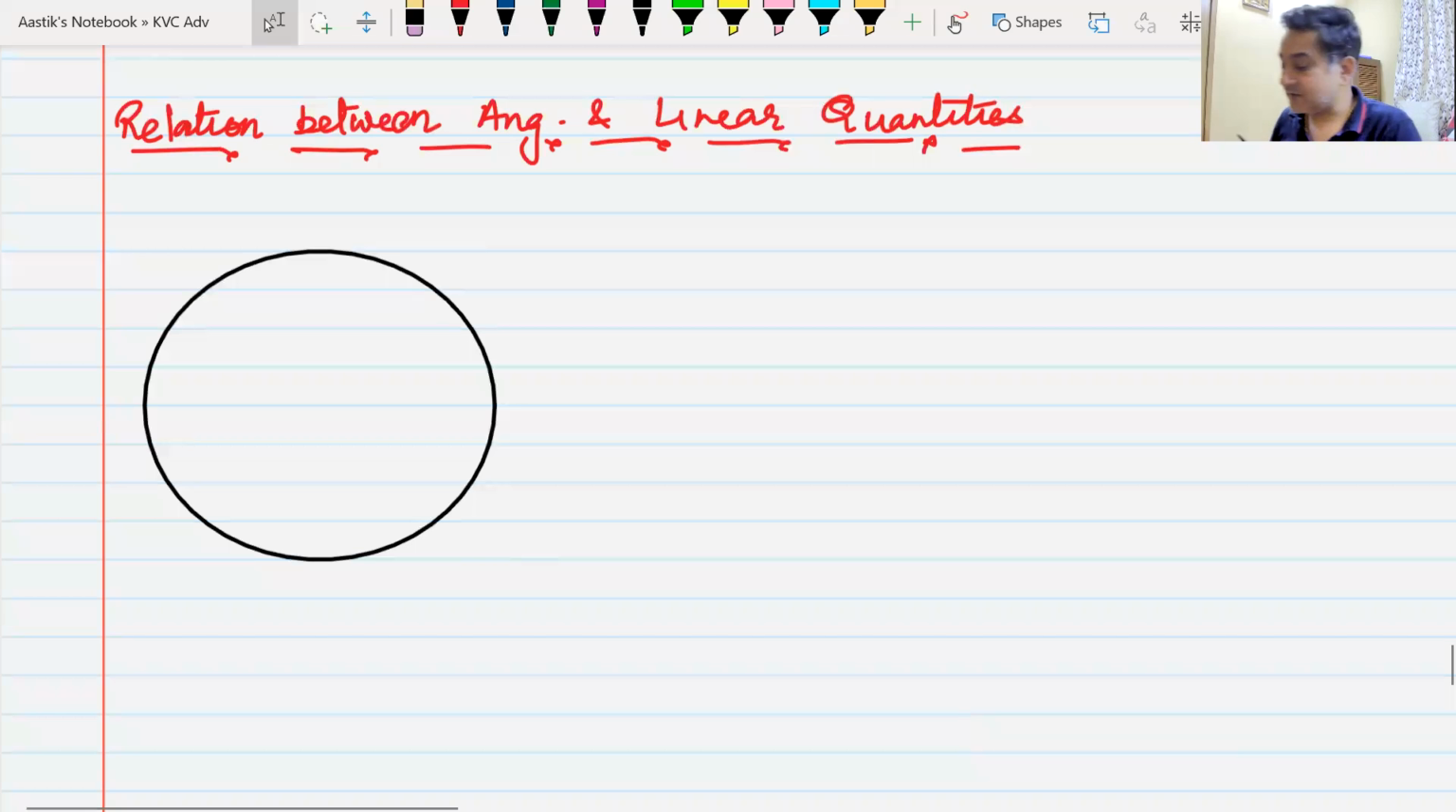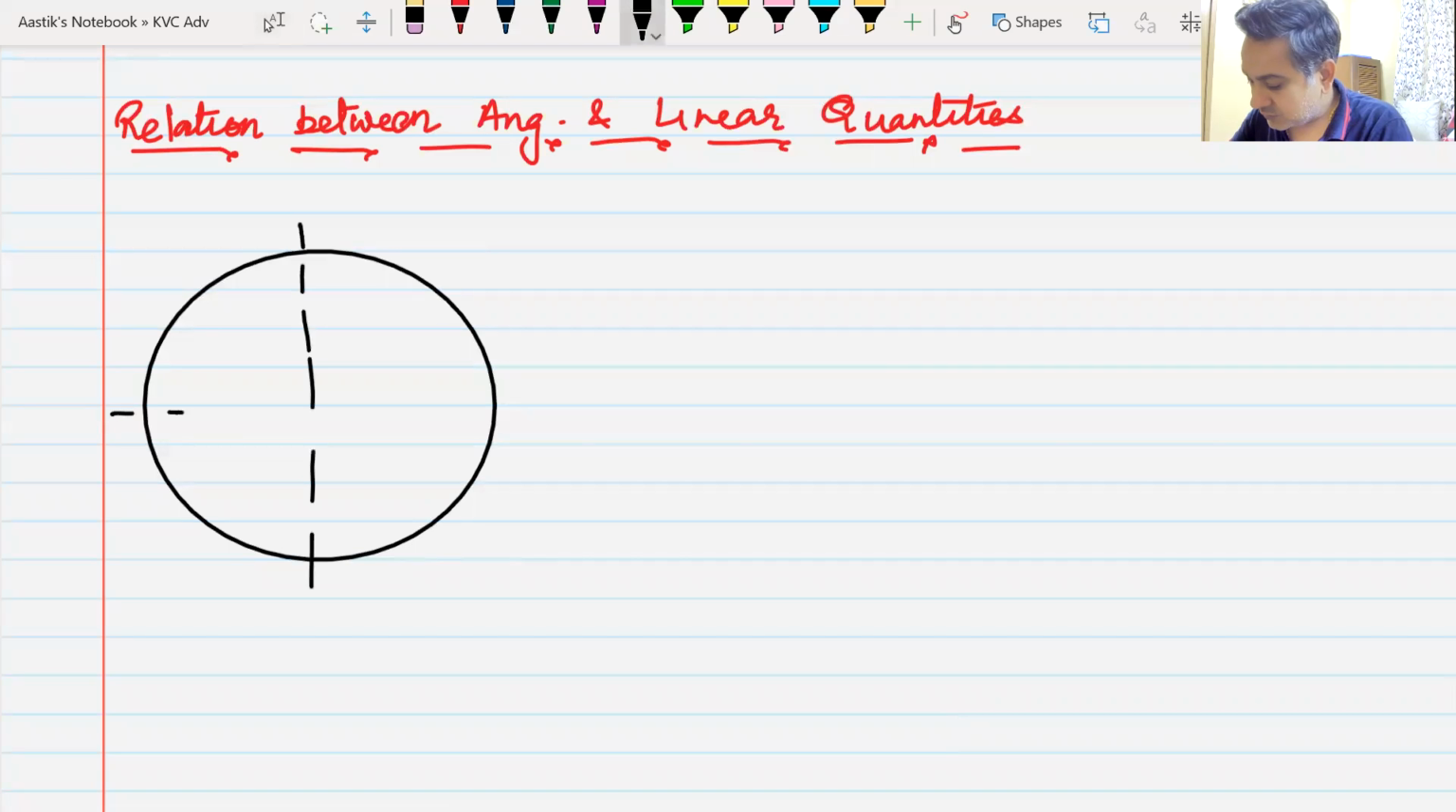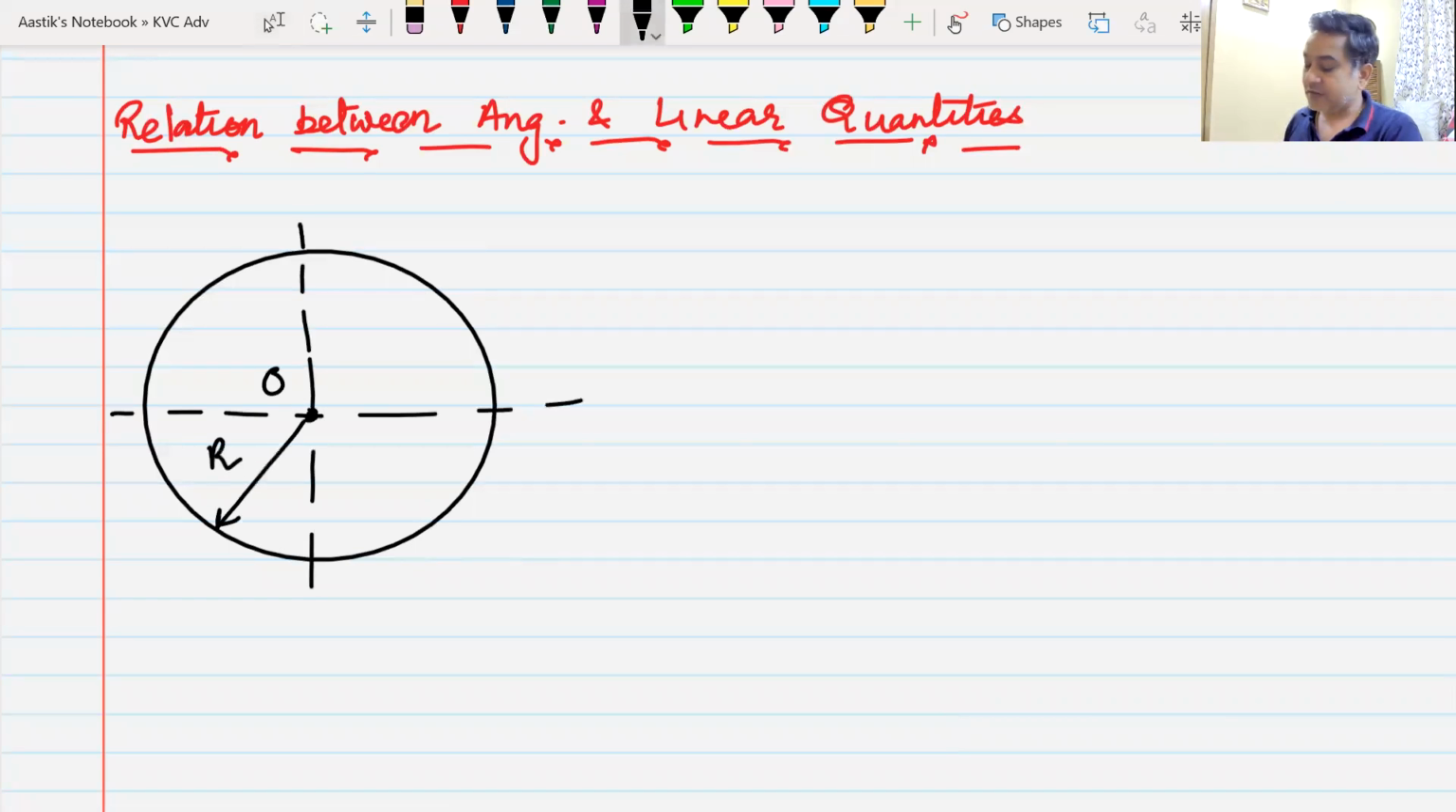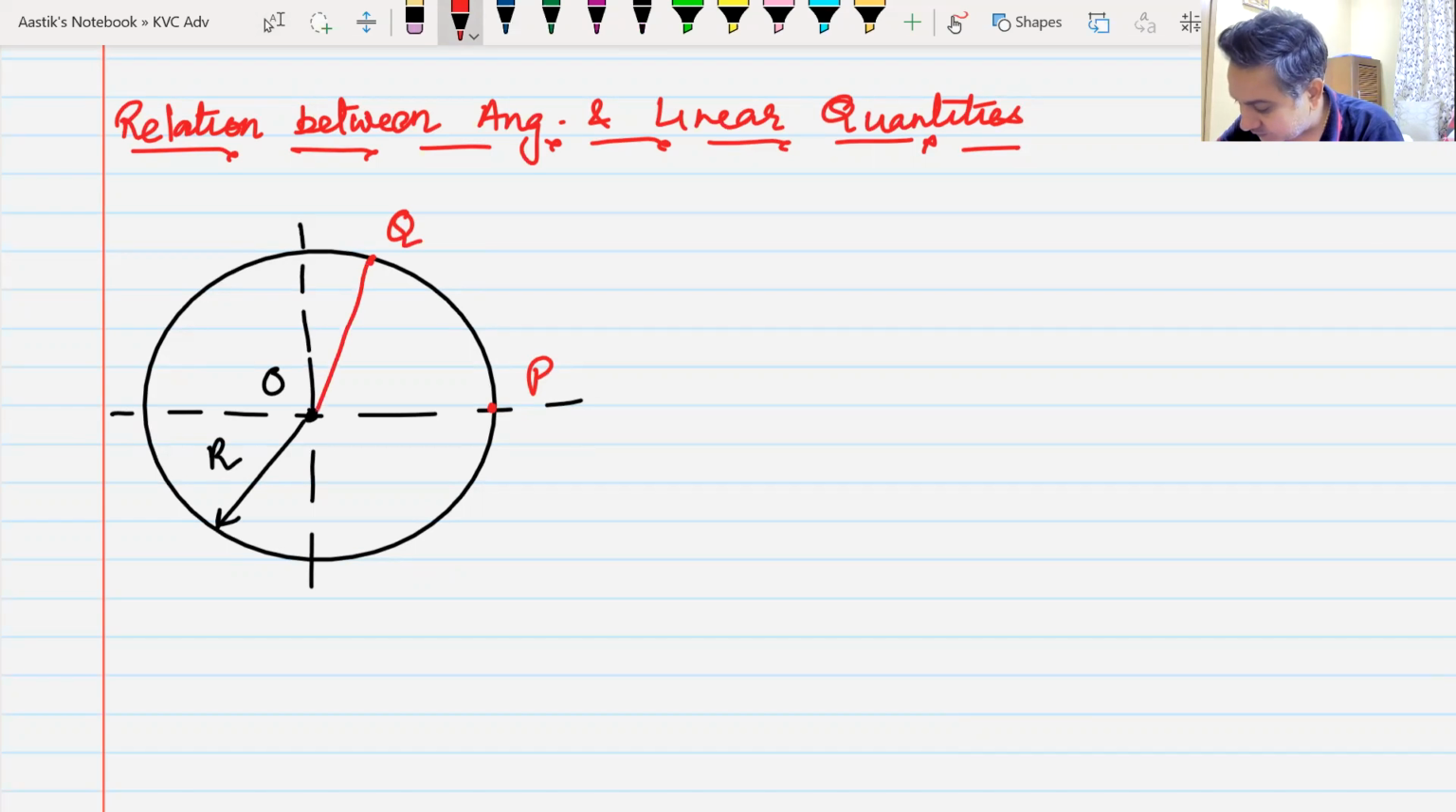Now, if you have a circle, we're talking about rotation as well. There is a particle moving in a circular path. The origin is O, radius is R. Let us say that he moves from point P to point Q. We can find out this angular displacement. We can join this. This becomes his angular displacement delta theta. Yes or no? Yes, sir.